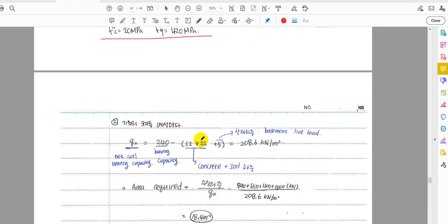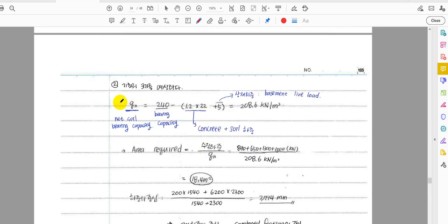Now we start calculating, again, the net soil bearing capacity. The original soil bearing capacity is given by the soils report, right? And we subtract whatever existed over there, which is the concrete or soil loads on top of the foundations, and also we have to subtract the surcharge that is on there already. Now we end up with this value, 208.6 kilonewton per square meter, as the net bearing capacity available to the engineers and to the foundations, right?